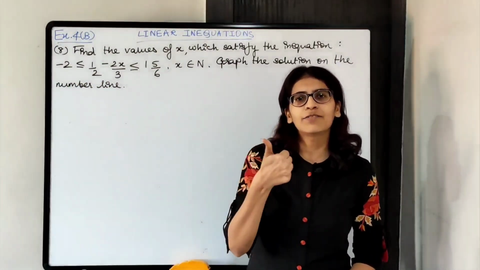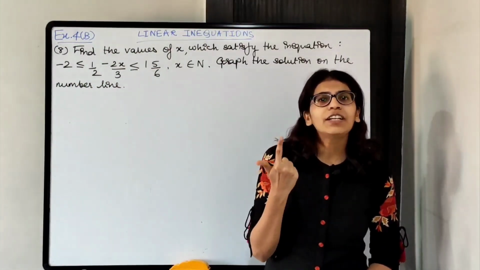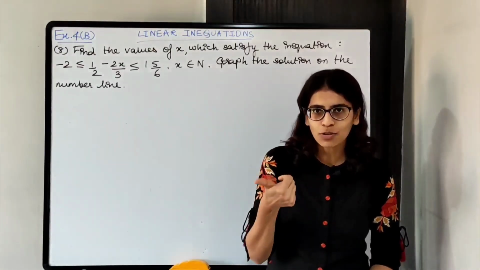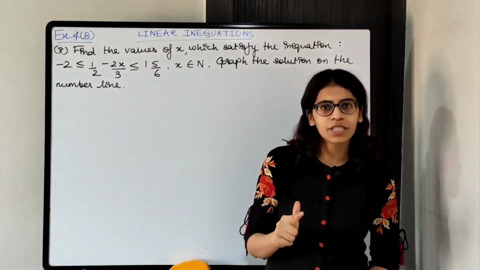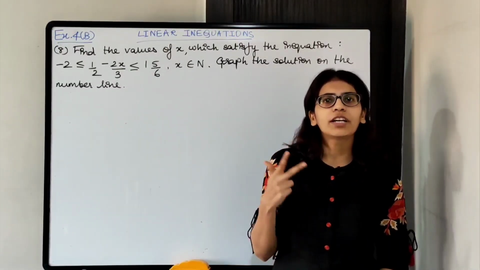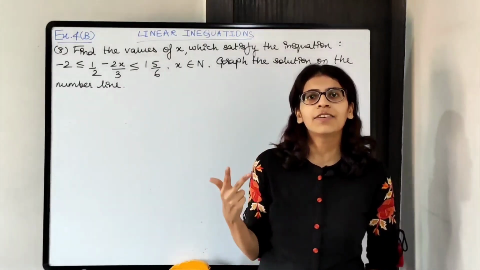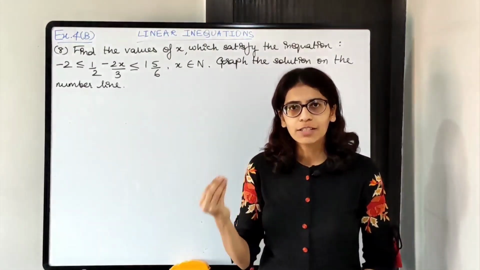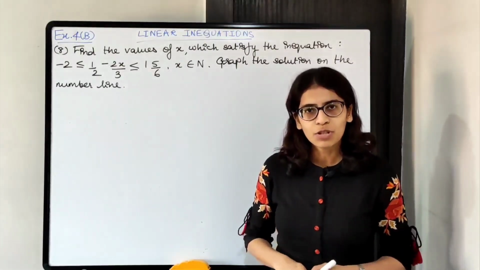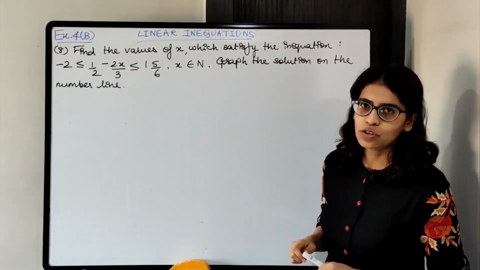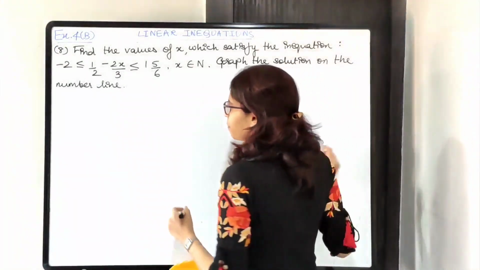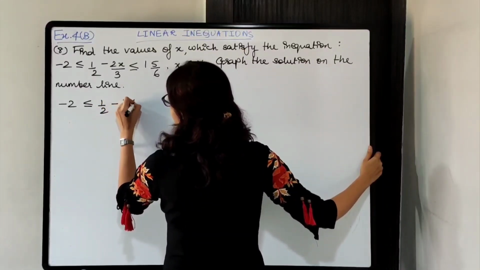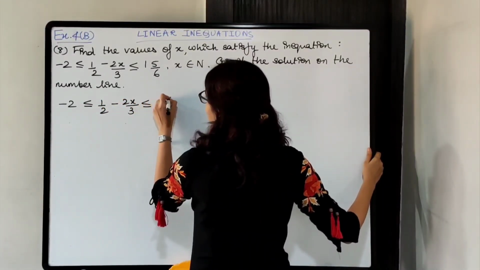So first thing that we have to do is solve the inequation. Second thing, we need to find the values of x, that is solution set, find out करना है. Third one is plotting on the number line, that is graphing the values on the number line. So 3 steps में solve करना है. First we'll solve the inequation, so write down the inequation. -2 ≤ 1/2 - 2x/3 ≤ 1 5/6.